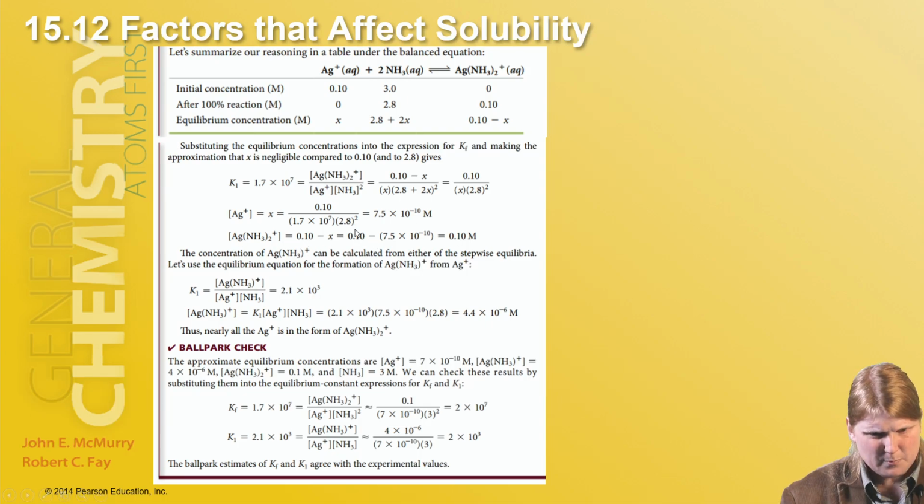So we go ahead and plug this in. We see that the concentration here is essentially unchanged by the subtraction of x. The concentration of Ag(NH3)2+ can be calculated from either of the stepwise equilibria. So we go back to that, substitute in, and we're able to come back and get this. Nearly all of it is in this form, which is what we originally assumed to begin with.